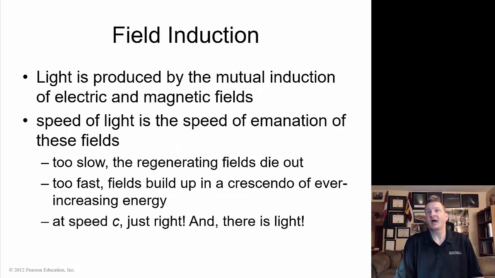And finally, light is produced by the mutual induction of electric and magnetic fields. The speed of light is the speed of propagation of these fields. If it's too slow, the fields will die out. If it's too fast, the fields build up a crescendo of increasing energy. And the speed of light, which we call the constant little c, is just right, and there is light. And that's all for chapter 9.